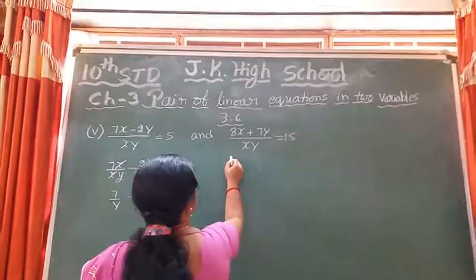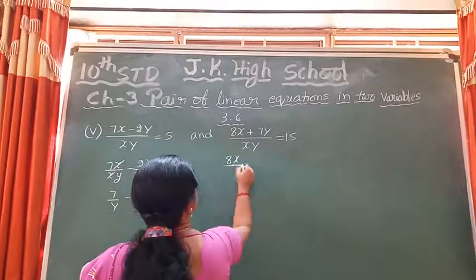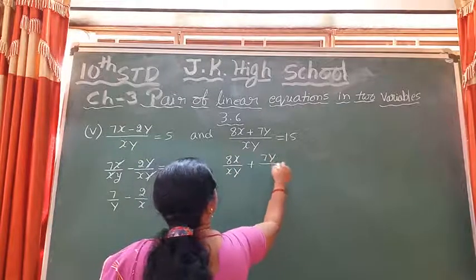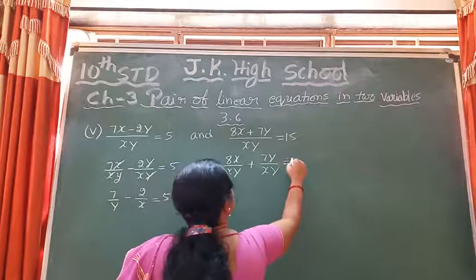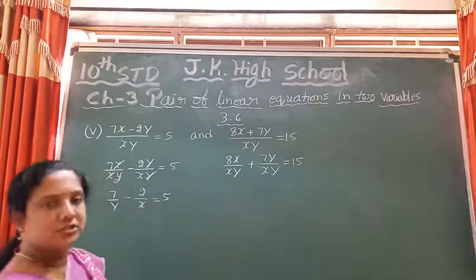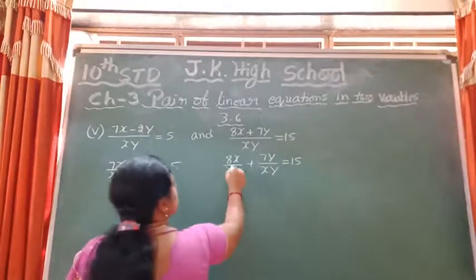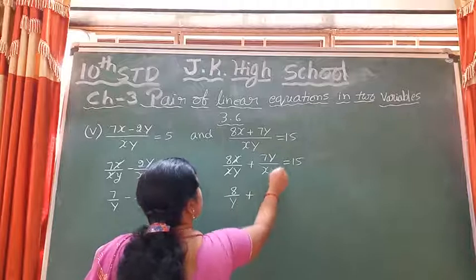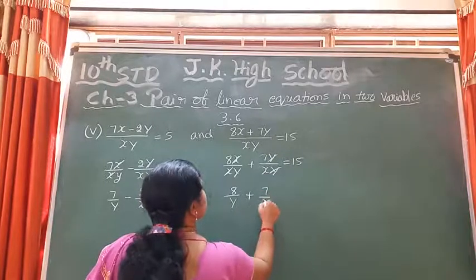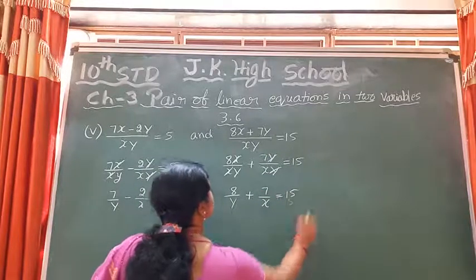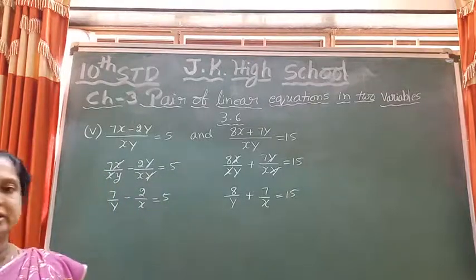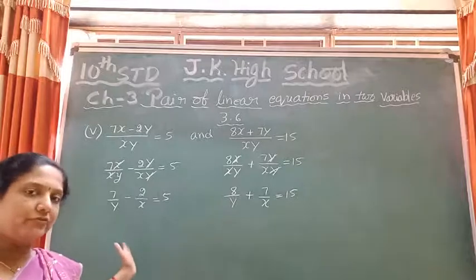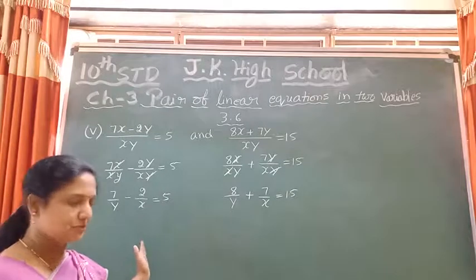In the same manner I have to reduce this also. I can write this one as 8x divided by xy plus 7y divided by xy is equal to 15. The method is the same, so x will get cancelled, I will get 8 by y, plus y will get cancelled, 7 by x is equal to 15. So these two equations are in reduced form now. Still I have to convert them to the standard form of linear equations in two variables.